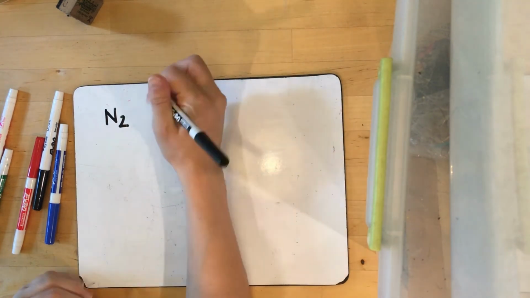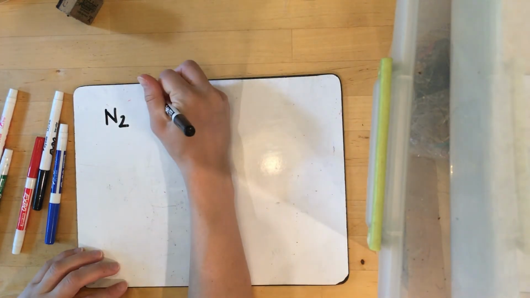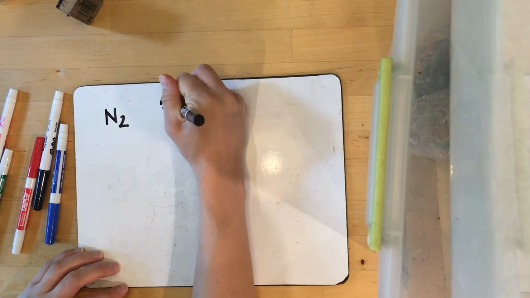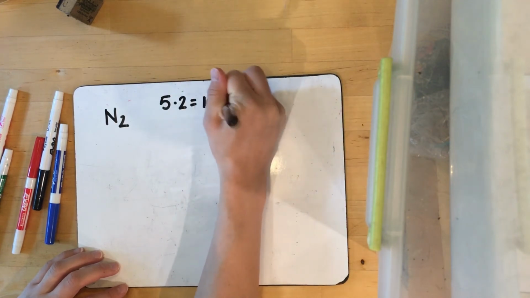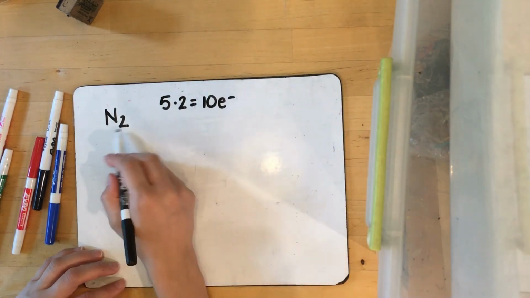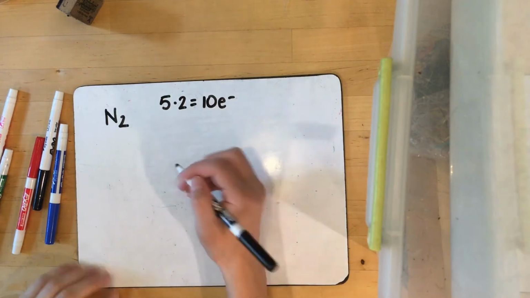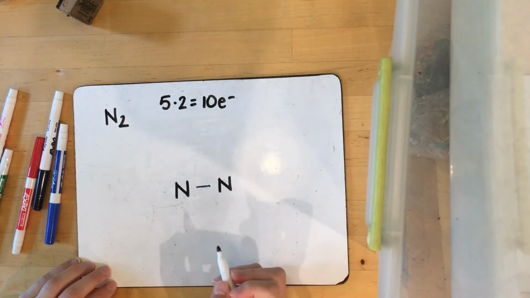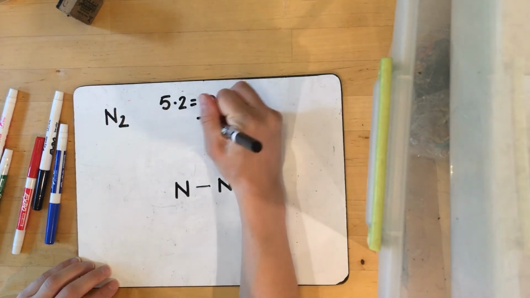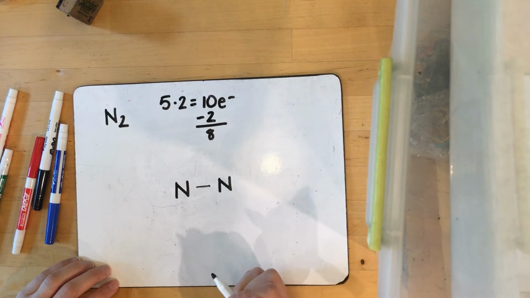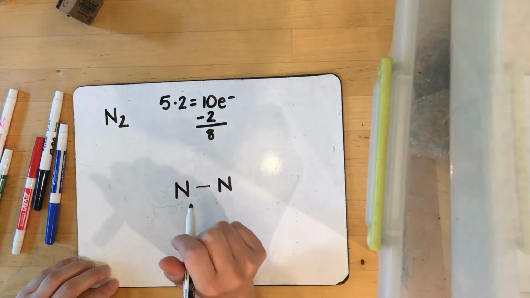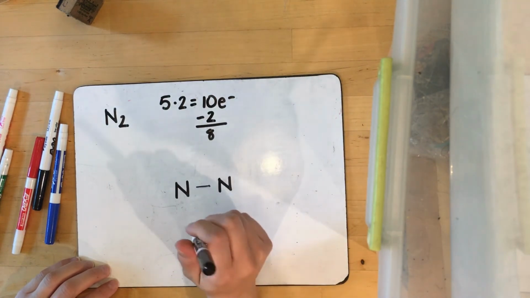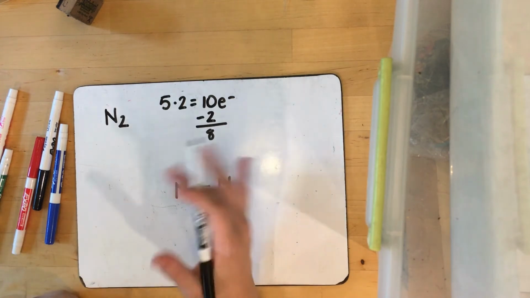So again, we count up the valence electrons. Nitrogen has 5, and there's 2 of them, so we have 10 electrons total. Since there's only 2 atoms here, there's no central atom. We just put them next to each other and draw a single bond between them and subtract that from our total. We have 8 left, so we want to start by putting valence electrons around the outer atoms.